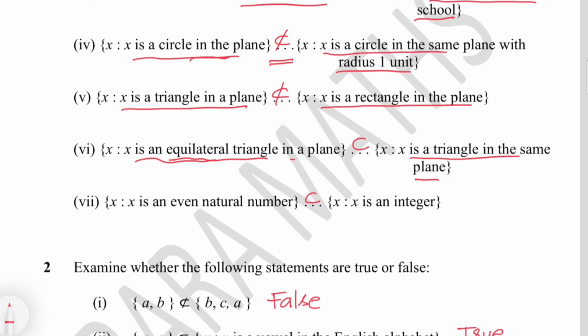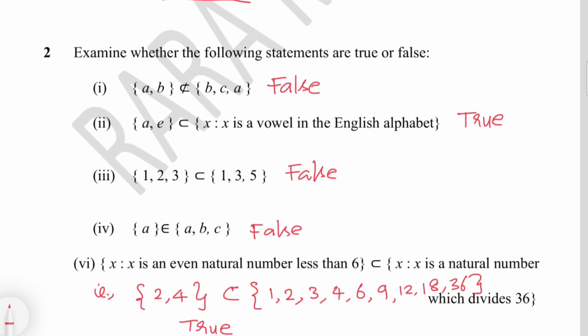And the last question, seventh question, X is an even natural number, X is an integer. So even natural numbers are a part of the set of integers, therefore it's a subset. And second question, examine whether the following statements are true or false. So {A, B} is not a subset of {B, C, A}, it's false because it's a subset.